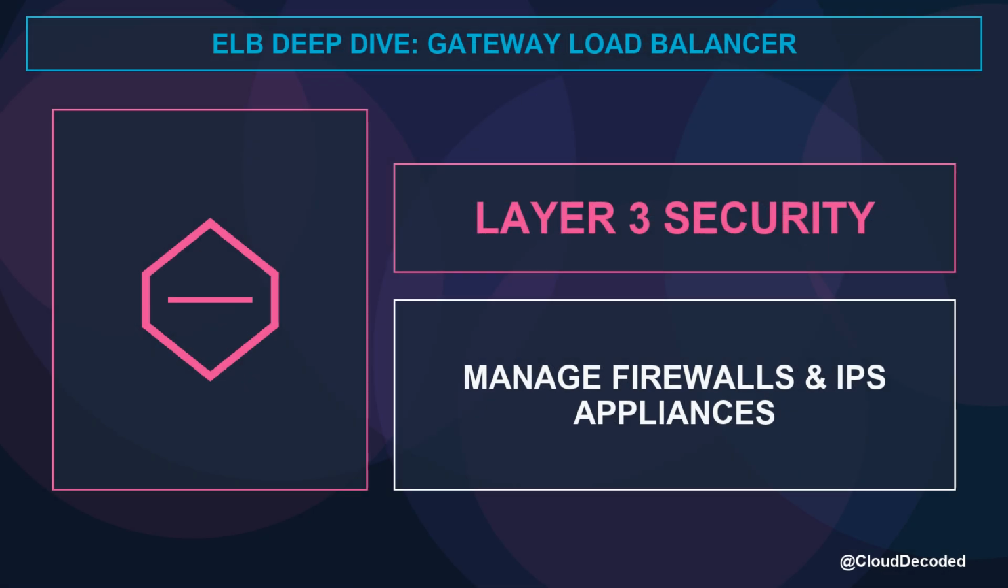It operates at Layer 3, the network layer. It is built to deploy and manage third-party virtual appliances, like firewalls, intrusion detection systems, and deep packet inspection tools. It allows you to insert security appliances into your network traffic transparently.